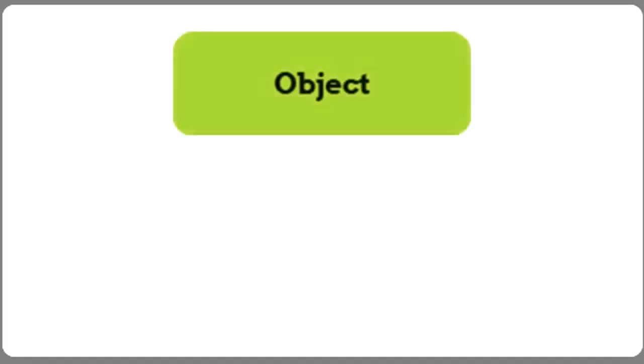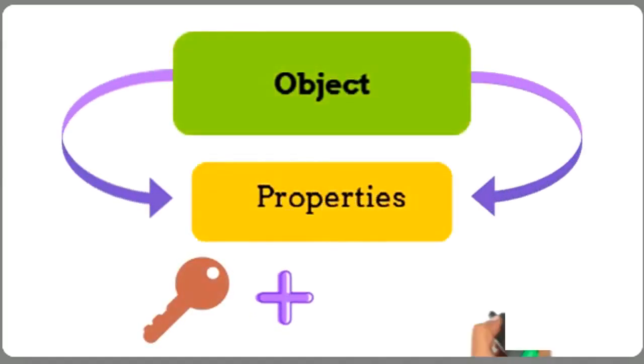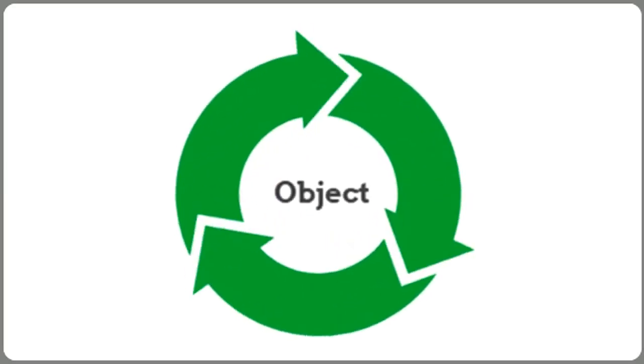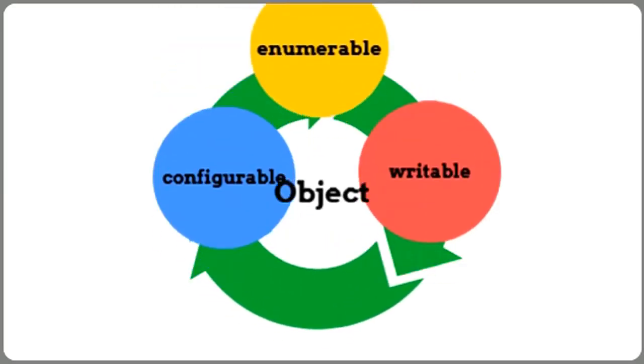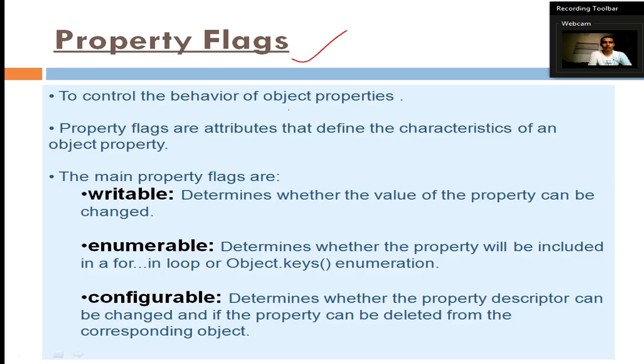And we have already studied that an object has properties, and properties consist of a key and value pair, right? And now we will see the rest of the attributes of a property, the property flags, and they are writable, enumerable, and configurable. So let us see in detail now. All right, we have seen the figure, and now we know that an object has three more important properties, and we call them property flags. Initially we studied about the value attribute of an object property.